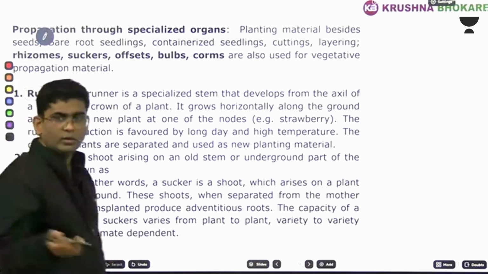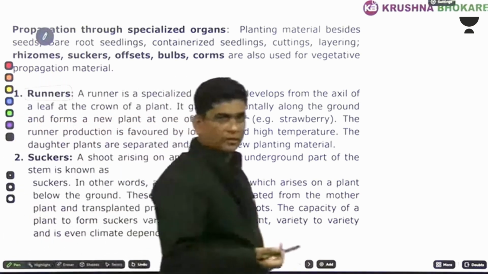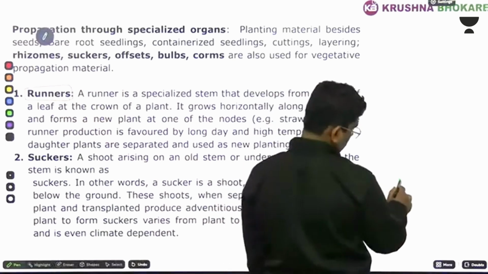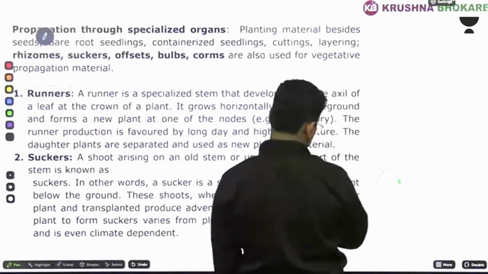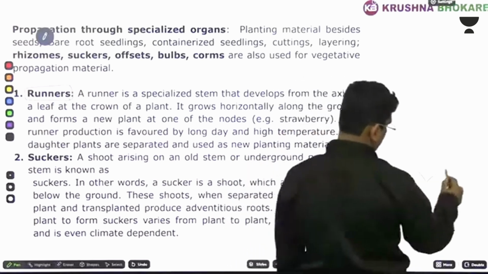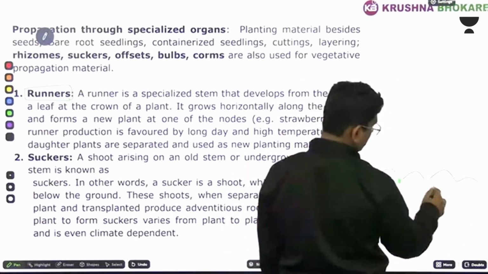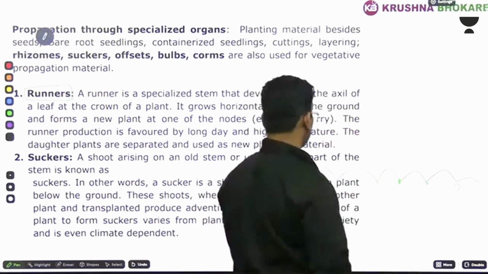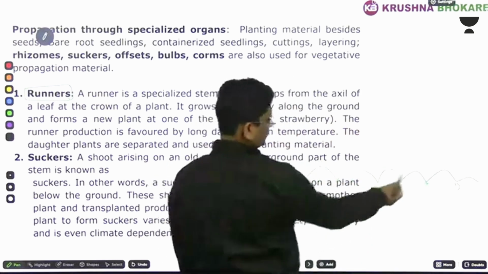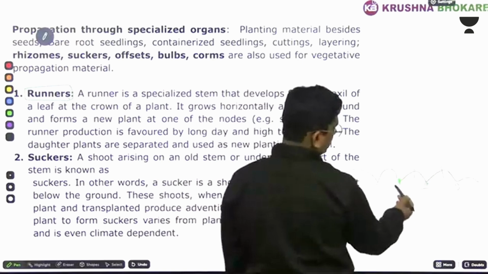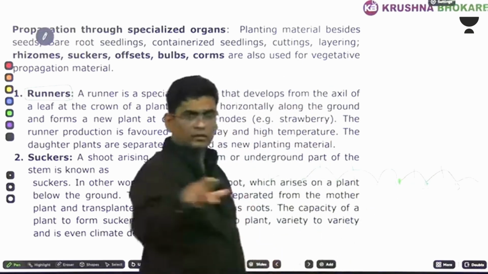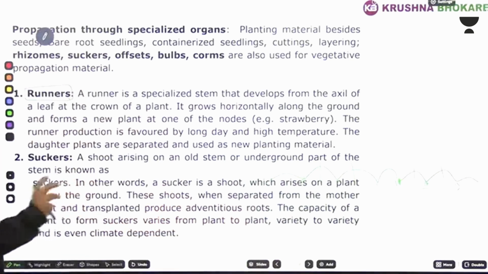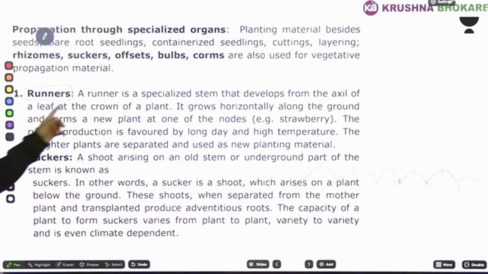A runner, in the case of strawberry or some wild plants, propagates like this: let's say this is the original root. They propagate creeping like this, and these are the small roots. So what you are doing is cutting at this point to develop a new plant, and placing it in any jar or any pot.